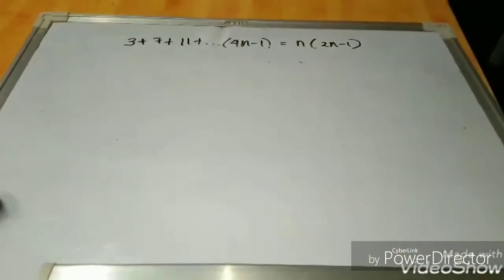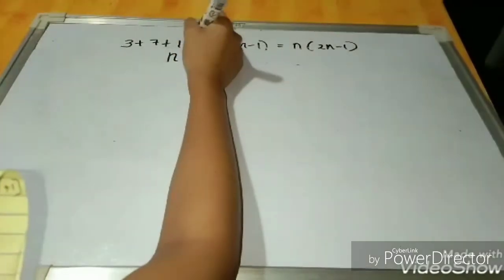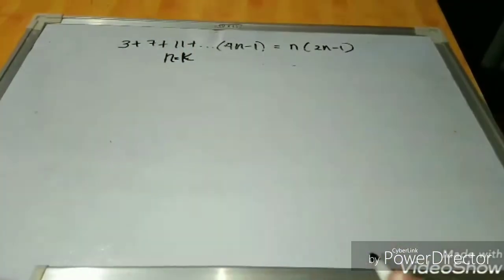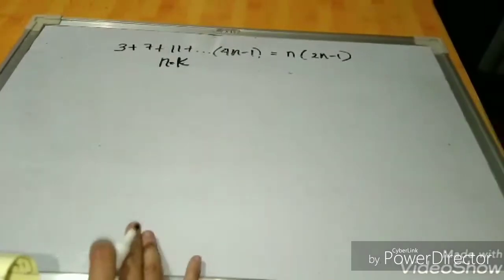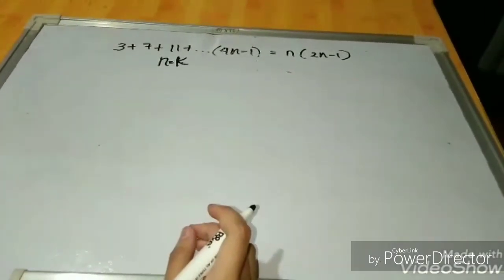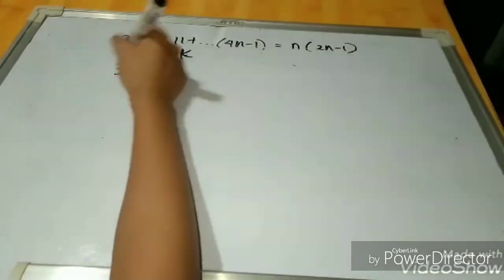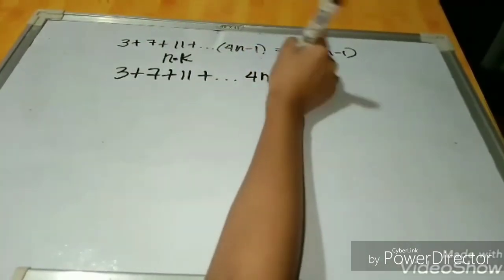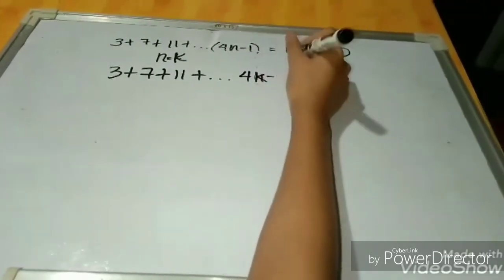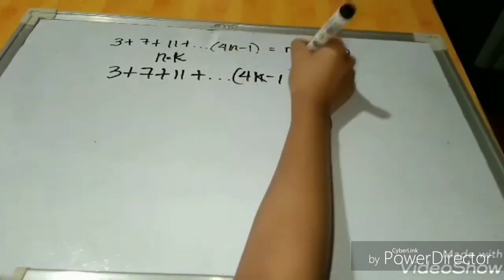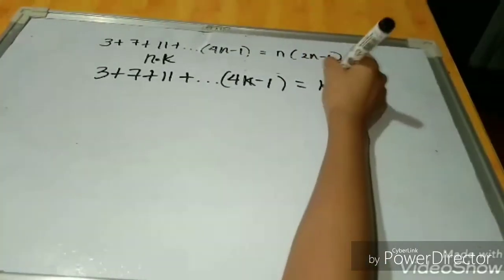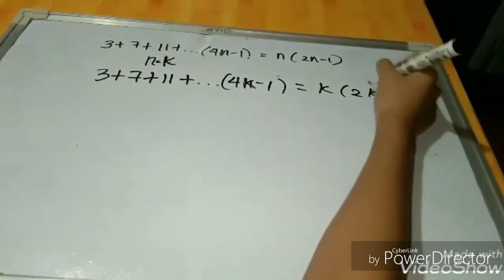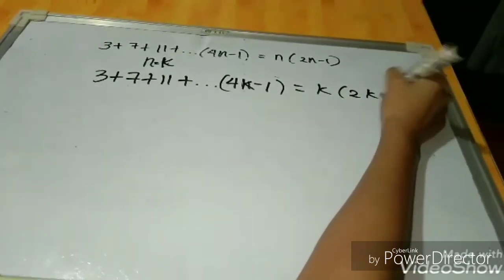Instead of testing it multiple times, what we're gonna do is use a letter k. So we're gonna assume that it's true when n is equal to k. We're gonna replace n with k, so it's gonna be 3 plus 7 plus 11 plus up to 4k minus 1 is equal to k multiplied by 2k plus 1.